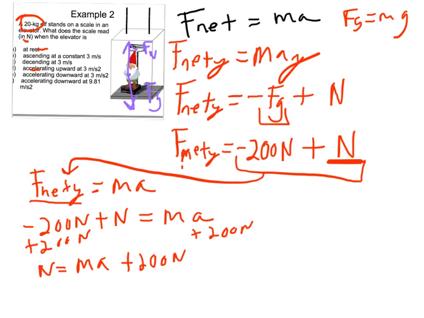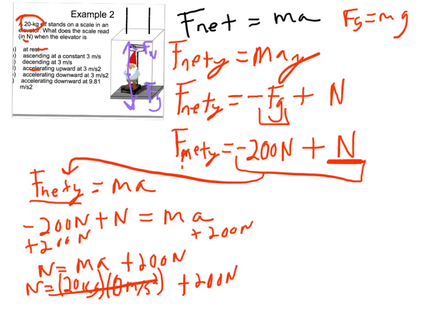We know his mass and his acceleration, so normal force equals 20 kilograms. He's at rest, so his acceleration is 0 meters per second squared, plus 200 newtons. Anything times 0 is 0, so his normal force is what's left over, 200 newtons. That's the normal force. Check and done.